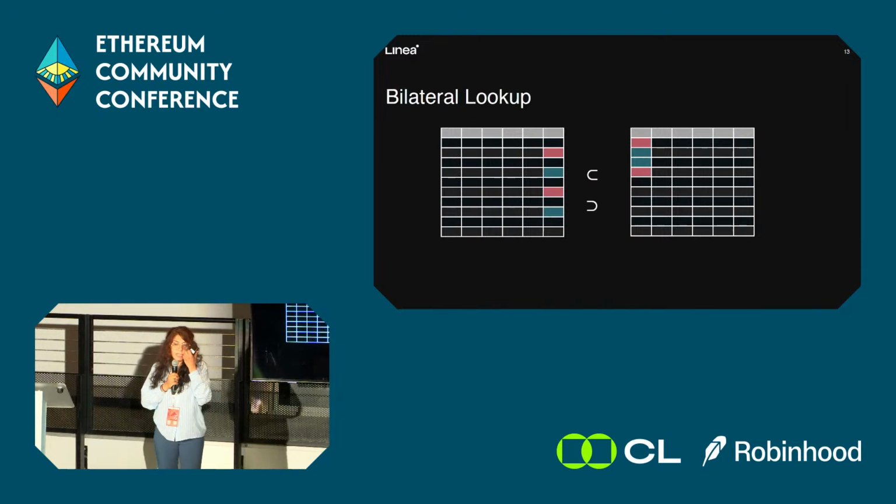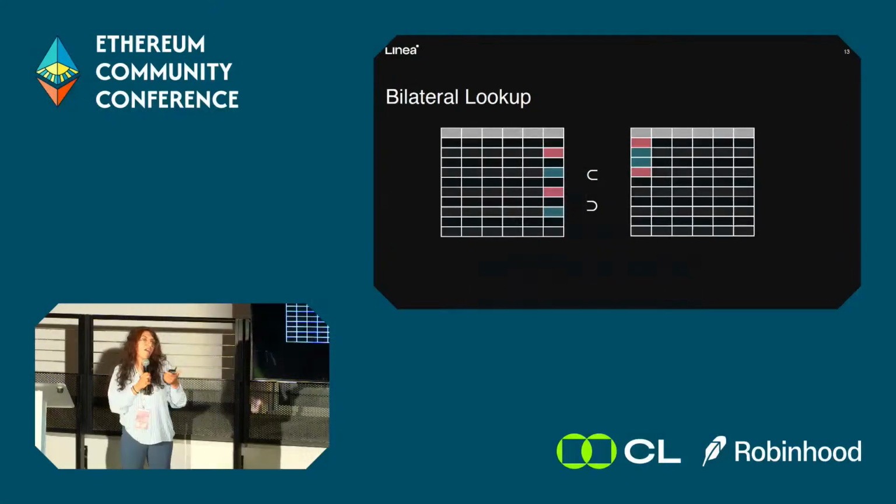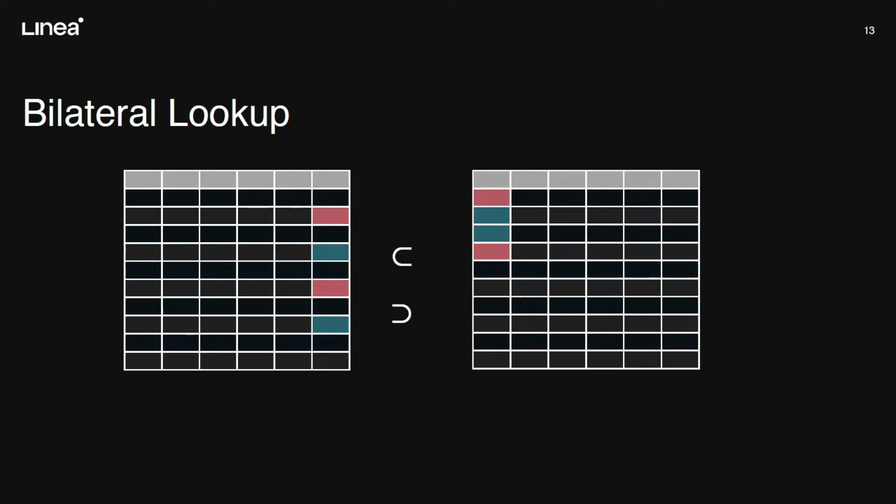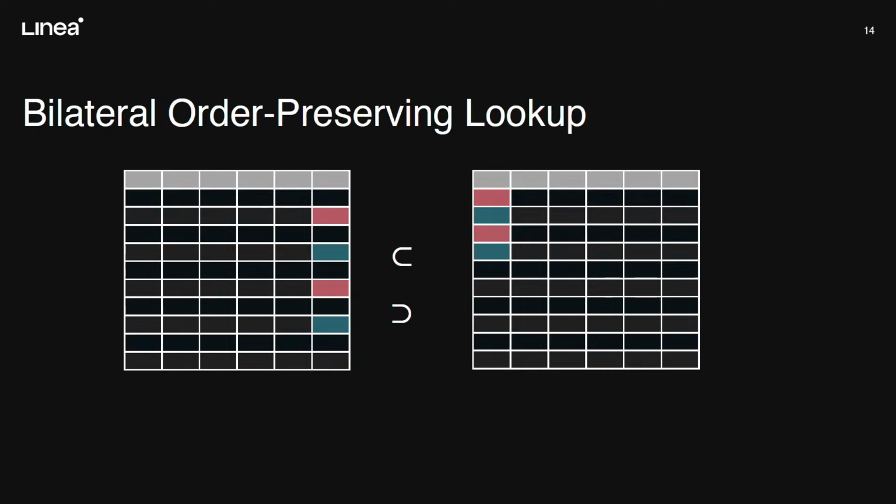So what we believe is that we need a kind of bilateral relation, for example, to prevent adding new elements. It should hold on both sides: whatever I have on this side, I have on the other side, and vice versa. And we also need order preservation to be sure that the order of the elements was not changed.